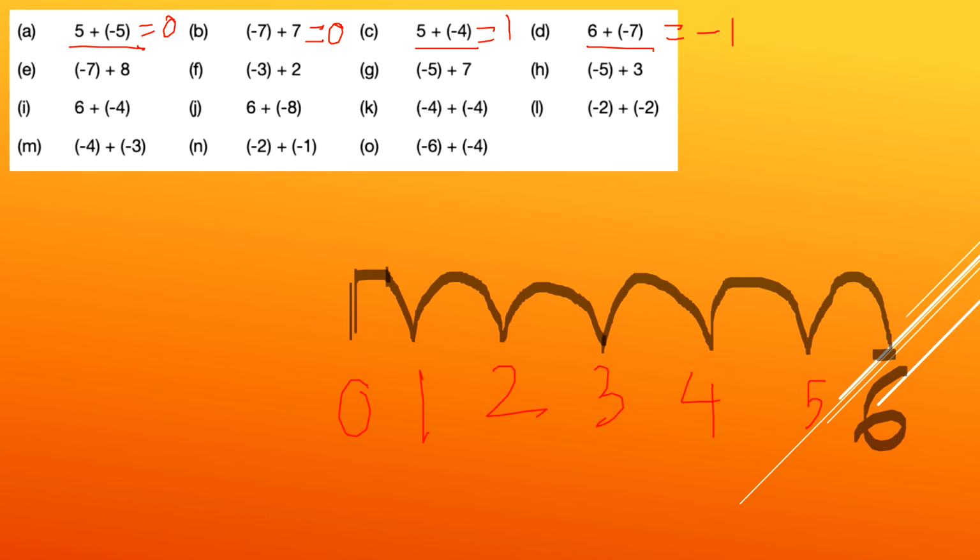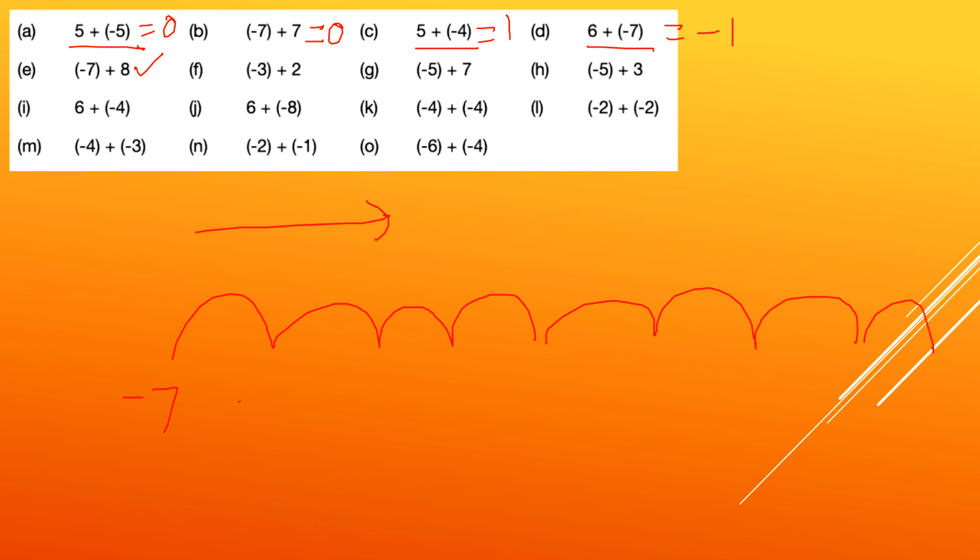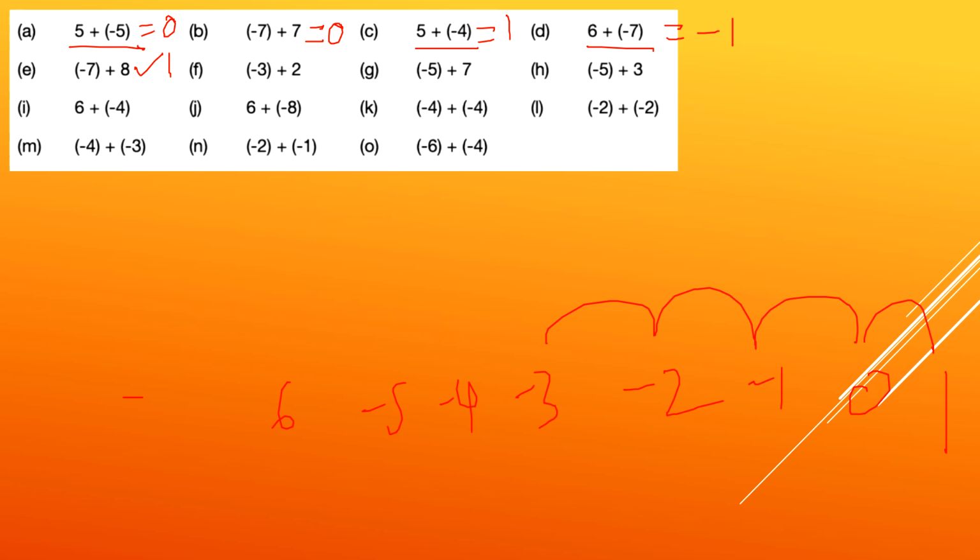Now, let us check out the next one. That is minus 7 plus 8. So you are jumping from minus 7. 8, it is positive 8. So you will move to the right. So 1, 2, 3, 4, 5, 6, 7, 8. Minus 7, minus 6, minus 5, minus 4, minus 3, minus 2, minus 1, 0, 1. Your answer is 1.